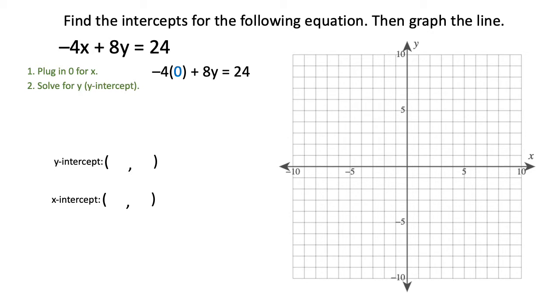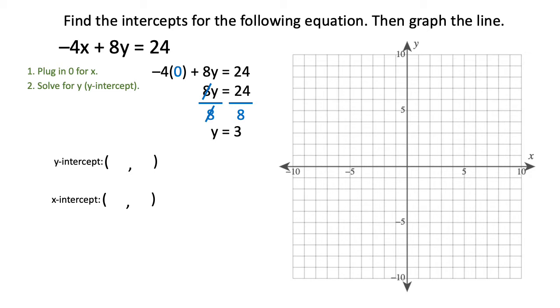So when you multiply negative 4 times 0, you'll get a 0, which basically eliminates that term. So you're going to be left with 8y equals 24. You'll divide both sides of the equation by 8, canceling the left-hand side. And on the right, you'll have 24 divided by 8 is 3. So y is equal to 3.